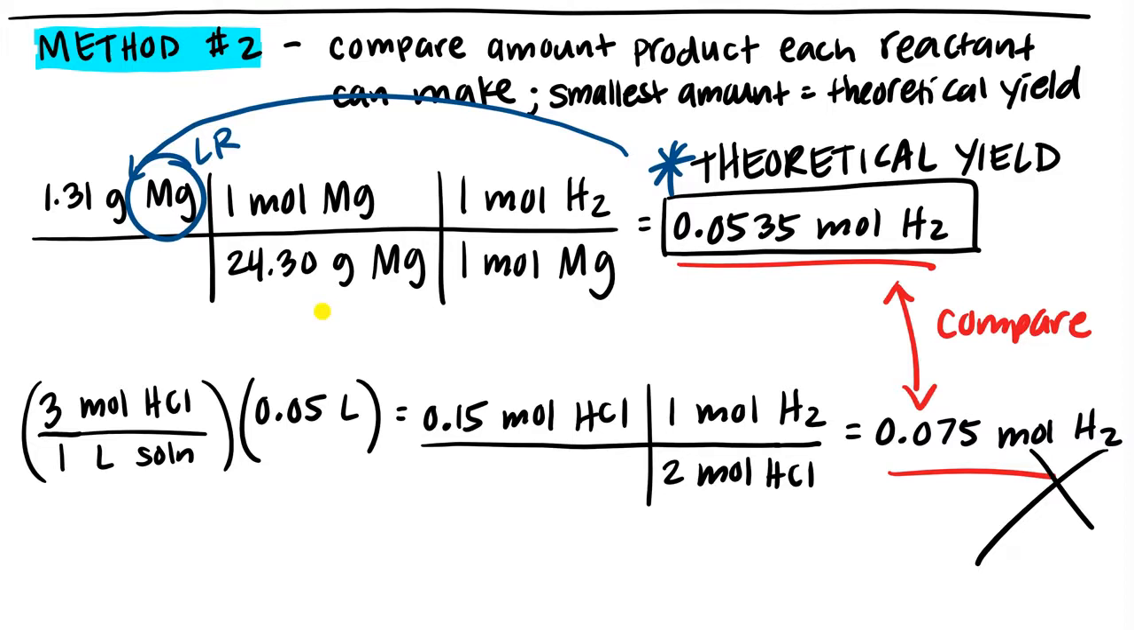Now, a lot of times they want us to calculate the moles of product produced, like in this problem. But sometimes they want us to calculate the mass of product produced. No problem. We would just take our answer here of 0.0535 moles of hydrogen, multiply that by its molar mass, and you're going to get the mass of hydrogen produced. But other times, the problem wants us to solve for, let's say, molecules of hydrogen produced. No problem. Just multiply it by Avogadro's number to get the molecules of hydrogen produced.